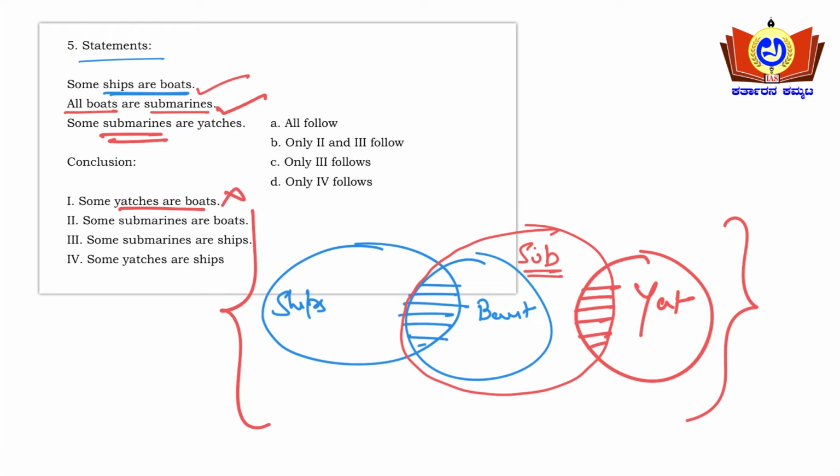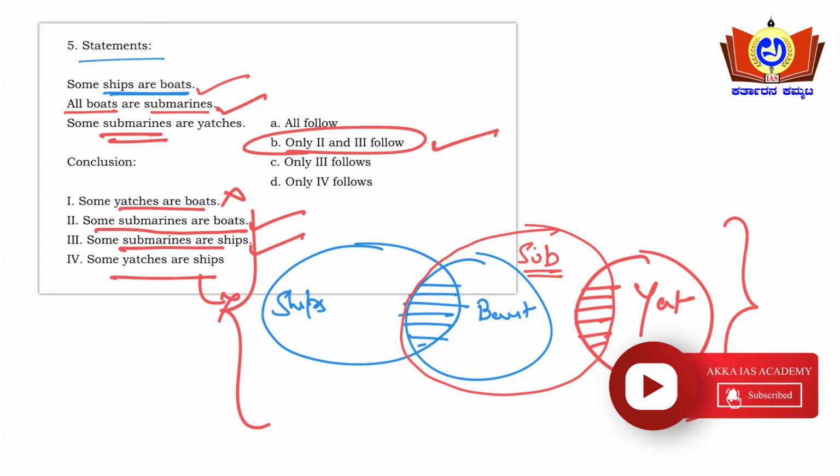The first statement can be negated. Some submarines are boats, yes, this holds good here. Some submarines are ships, yeah, that also holds good here. Some yachts are ships, no, this doesn't hold good here. Only 2 and 3 follow, that is option B, my dear friends. Hence option B is the right statement here. So moving on to the next question.